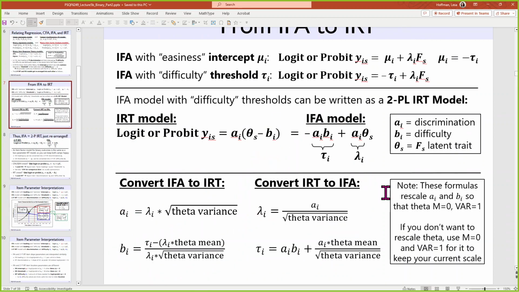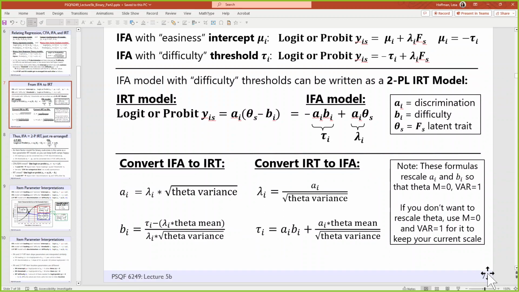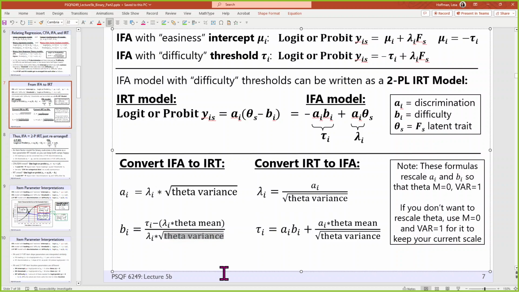Yep, there it is. So I have the conversions for the theta method of identification, which is what we're using, on slide 7 of lecture 5B. B is the threshold divided by the loading, and this part goes away if the theta mean is 0, and this part goes away if the theta variance is 1. So it simplifies the conversions in that case.